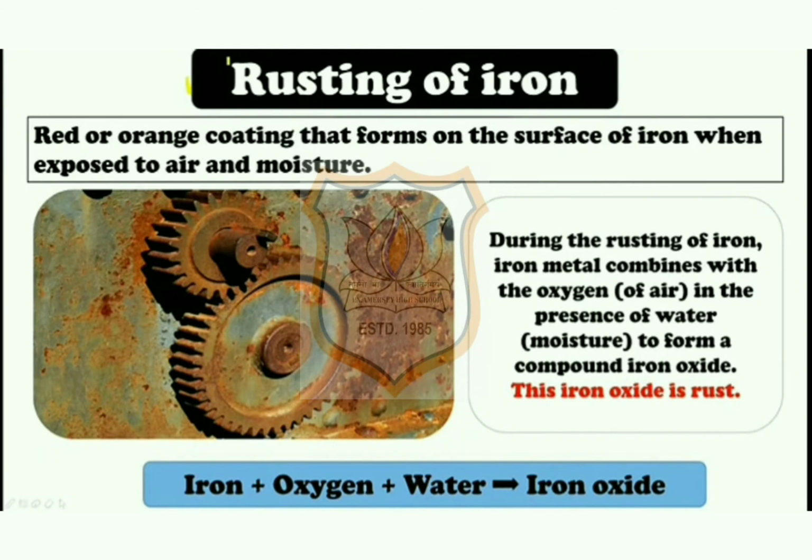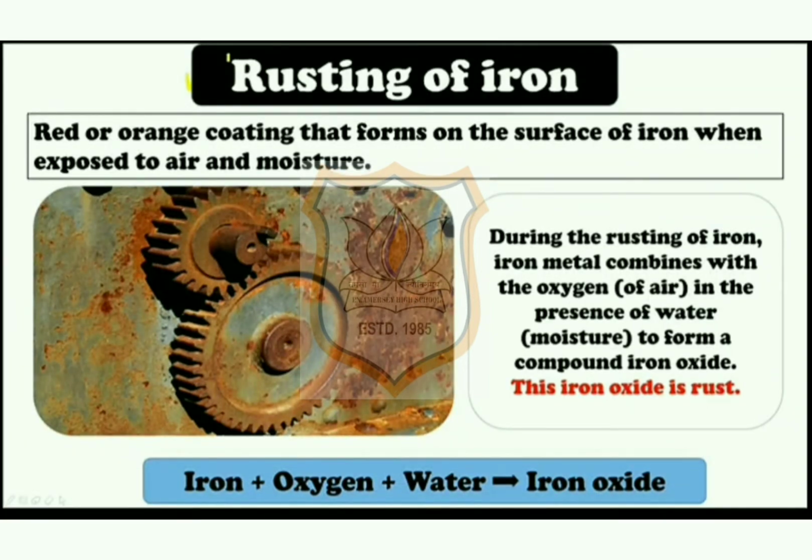Students, a change with which you are quite familiar is the rusting of iron. If you leave a piece of iron in the open for some time, it acquires a film of red or orange substances. This substance is called rust and the process is called rusting.